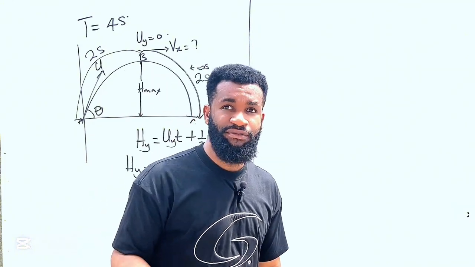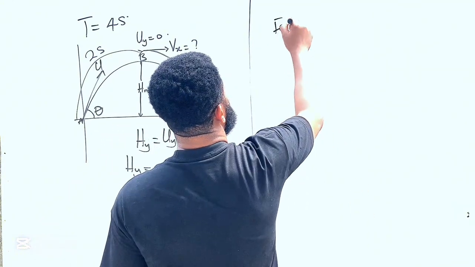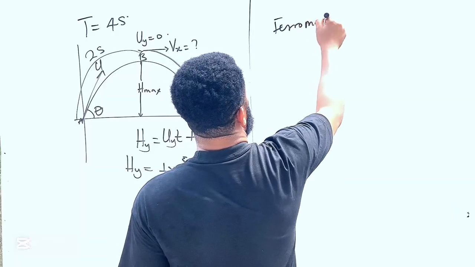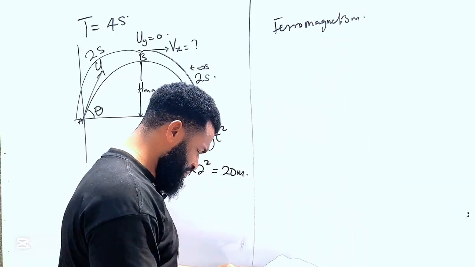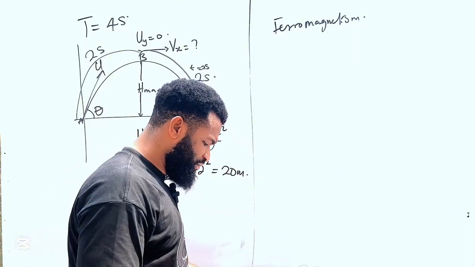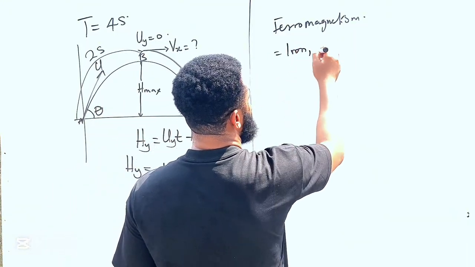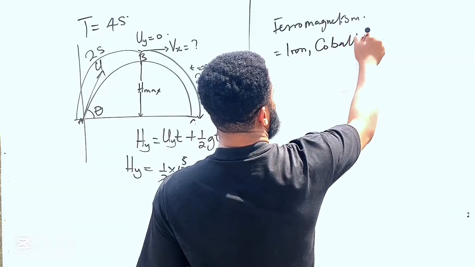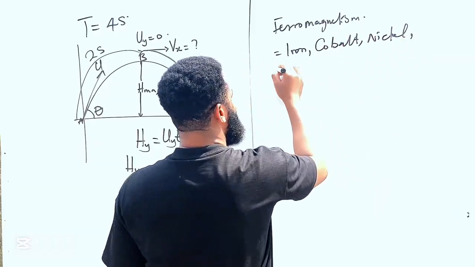But then what can you use such materials for? And those ferromagnetic substances, or ferromagnetism, sure, is correct. Those materials include iron, let's say cobalt, nickel, and we can even say manganese.